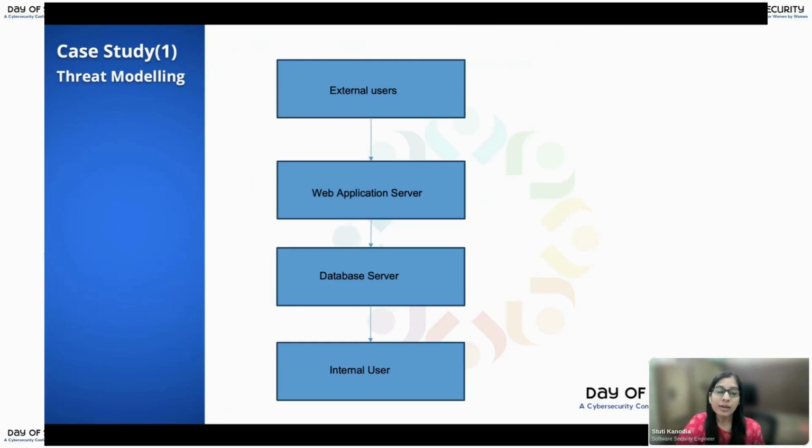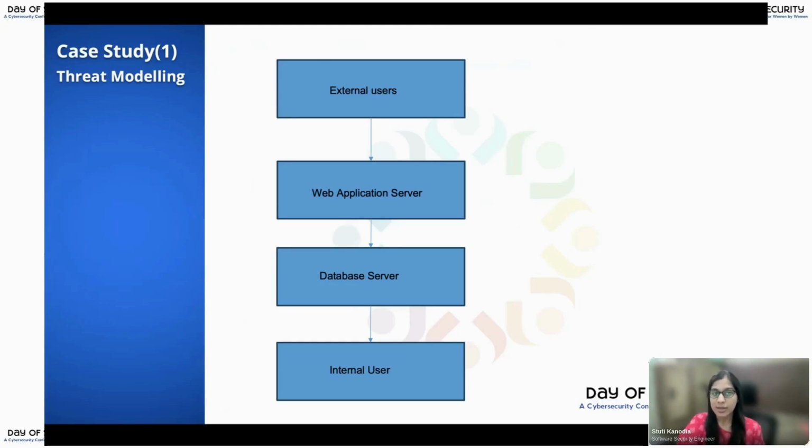Now, internal users will be the users within the secure perimeter, or not exactly secure perimeter, but the people who will be administrators, or the developers who maintain this application, or the customer service representatives. So these will be the internal users who will try to see how many requests are coming to your application, what needs to be done, etc. So it's a simple application. We have four components: external user, web application server, database server, internal user.